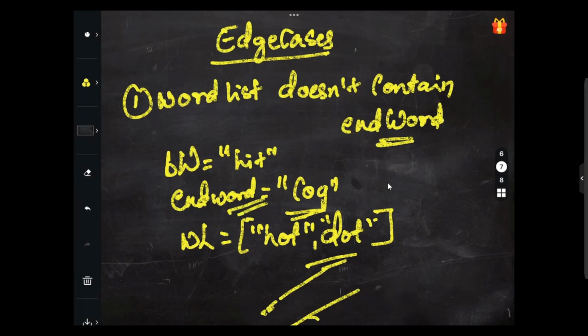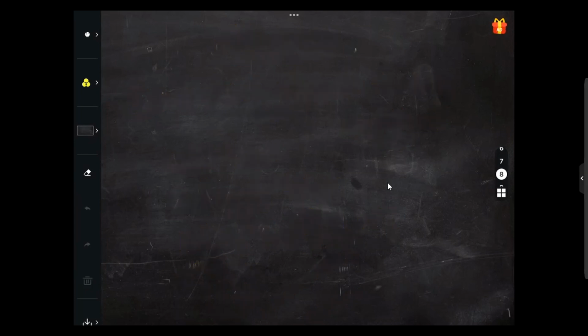The end word is not present in the word list at all. In that case, we need to return 0. That's what they have given in the question. The output will be 0. This is for the condition where the word list does not contain the end word. Let's move on with the second edge case.